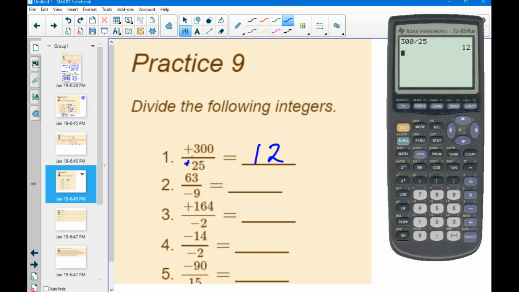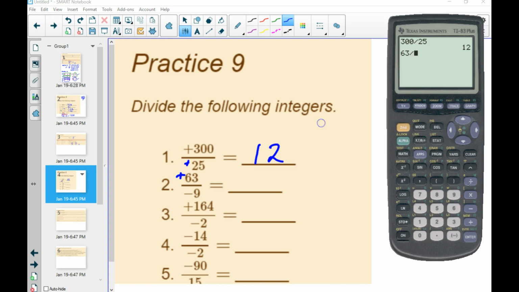Now the next one, 63 divided by negative 9. 63 is positive. And if you want to use your calculator, you just need to go 63 divided by, but don't forget your negative down here, 9, not the negative over here. And the answer should be negative because we have a positive and a negative sign dividing, and we get negative 7.